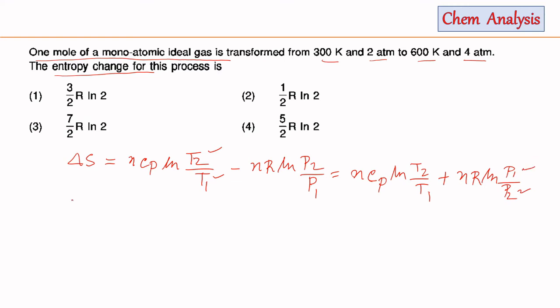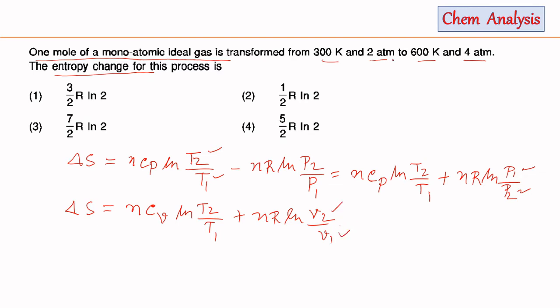Now, if the process is performed at constant pressure, that is, in that case volume will be changed, then the formula for entropy change will be nCv ln T2 by T1 plus nR ln V2 by V1. Here V2 is the final volume, V1 is the initial volume.